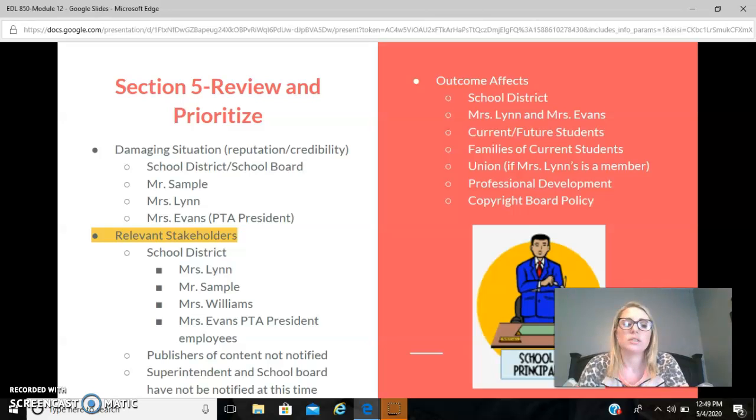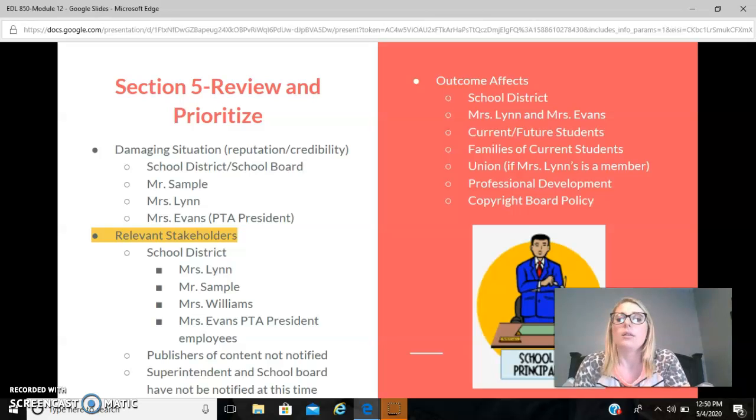Relevant stakeholders, again, the school district, Mrs. Lynn, Mr. Sample, Mrs. Williams, the PTA president, Mrs. Evans, are some of the major contributors there. The publisher of the software, they have not been notified, but they are a relevant stakeholder in this case, as well as the superintendent and the school board, which have not been notified at this time.